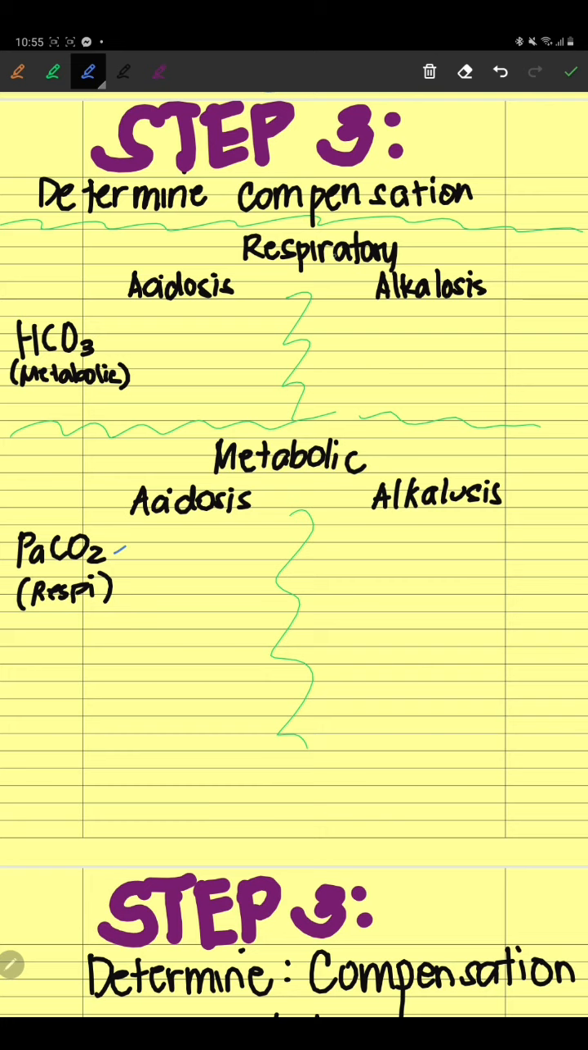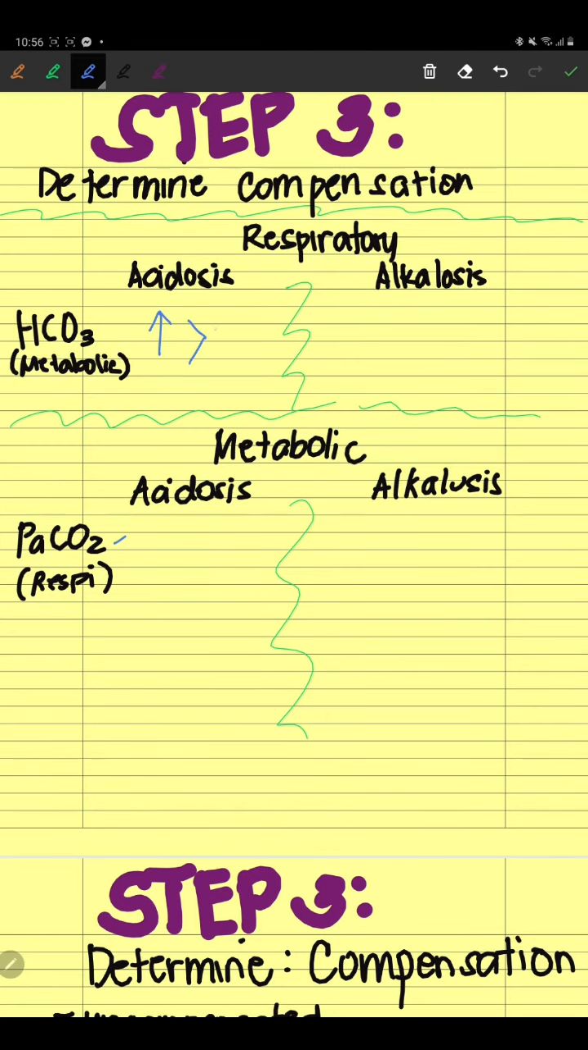If it's respiratory acidosis or alkalosis, what will compensate is the bicarbonate. The body will either increase or decrease its bicarbonate. So in this case, if there is respiratory acidosis, or too much carbon dioxide in the body, your body will compensate by increasing the amount of bicarbonate. Di ba nasabi natin, it is a buffer to counter the too much acid in the body. So usually, what happens is more than the normal level of bicarbonate is released by the body.